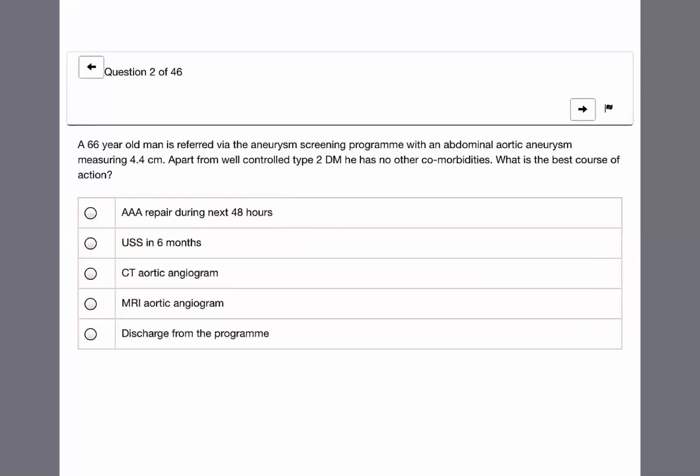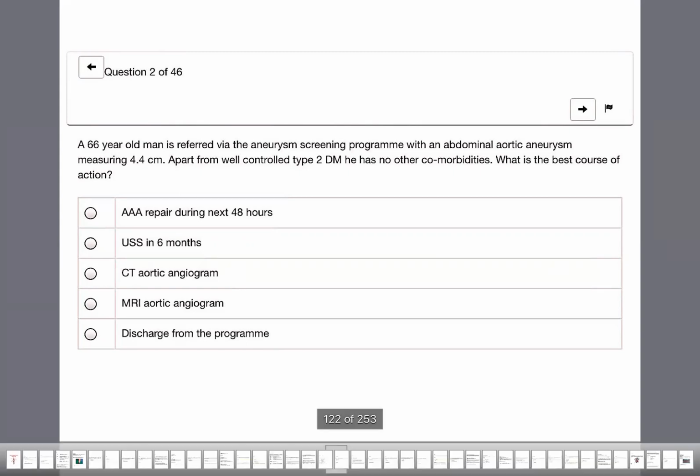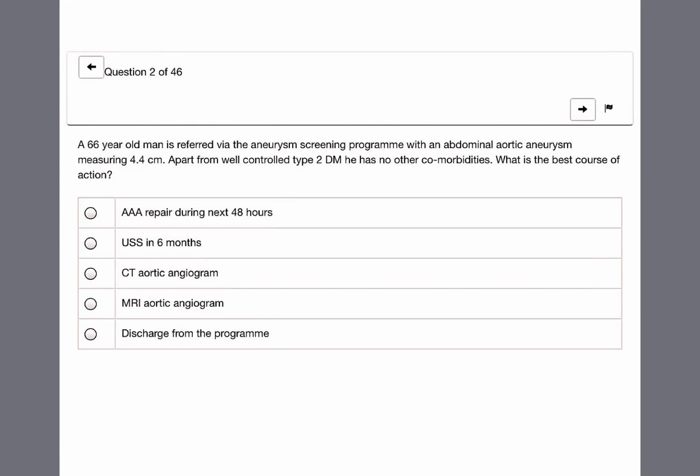Next question. A 66 years old referred via aneurysm screening program with abdominal aortic aneurysm measured 4.4 cm. Apart from well-controlled type 2 diabetes mellitus, he has no other comorbidities. What is the best course of action? Acute abdominal aneurysm repair during the next 24 hours, ultrasound in 6 months, CT angio, MRI aortic angiogram, or discharge from the program. I will go with the follow-up.